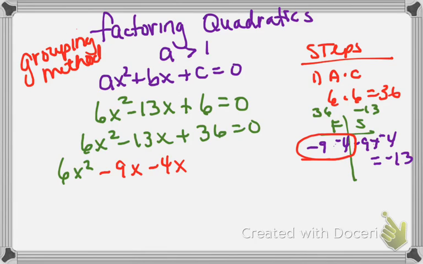Now, here's what you've got to be careful of. We don't want to put 36 in here again. We're going to just put plus 6. We only use the 36 to represent our factor so we could get the grouping.